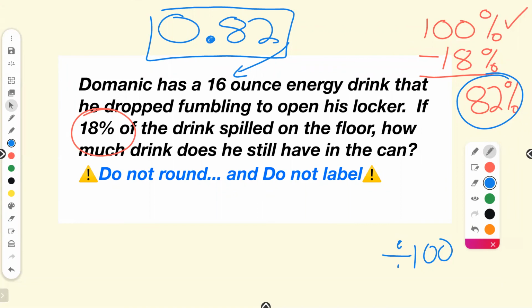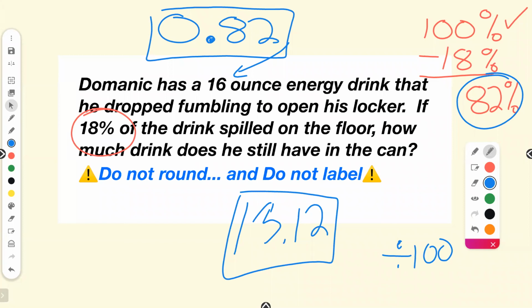So now you want to make sure when you get an answer that your answer actually makes sense. Then with your calculator, all you would do is take 0.82, multiply that by the ounces that was in the can in the first place. And when you multiply these together, you get 13.12. And that is how many ounces that you have left in the can. Note I didn't round this. Note I kept the decimals that my calculator gave me.